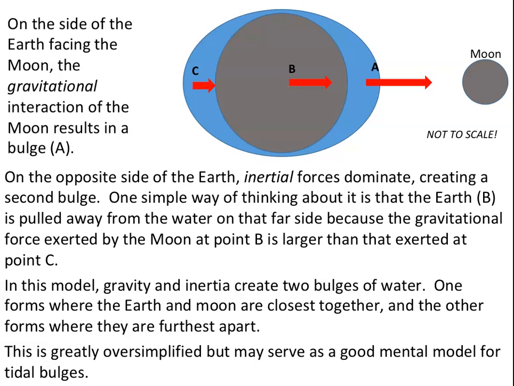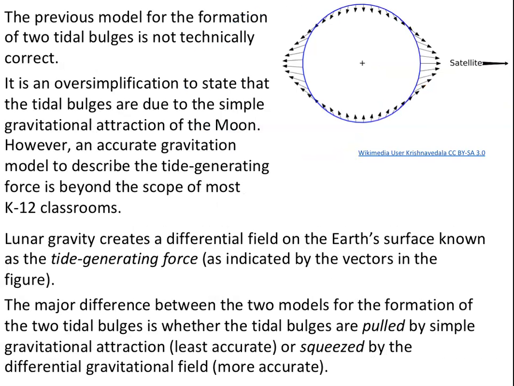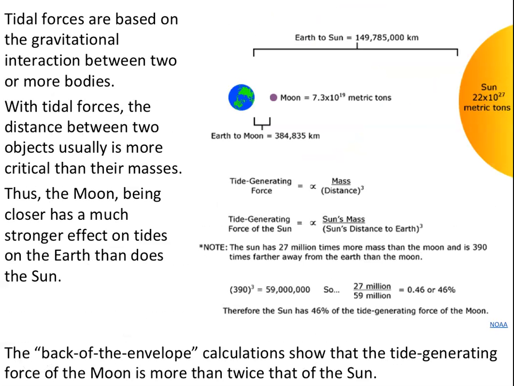But as you can see, the moon has that greater pull on A and B, and then the pull on C. So you have these two bulges there. One simple way to think about this is that the Earth is pulled away from the water on the far side because the gravitational force by the moon at point B is larger than that exerted at point C. This is pretty simplified, so I'm going to skip that. Basically, the tidal forces are based on the gravitational interaction between two or more bodies. Thus, the moon being closer has a much stronger effect on tides on the Earth than the sun does.